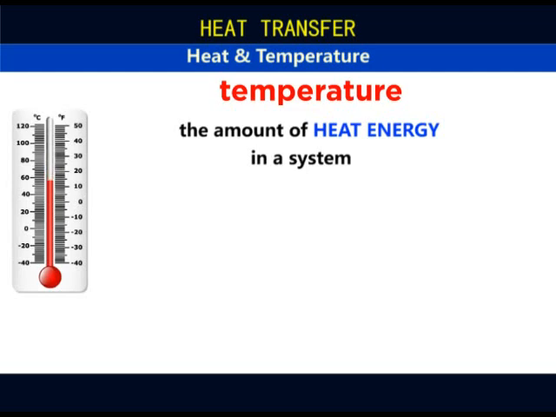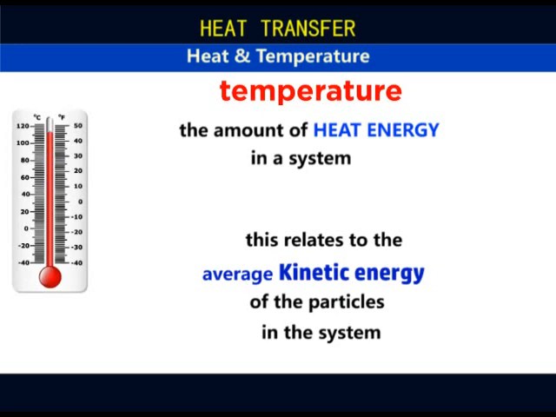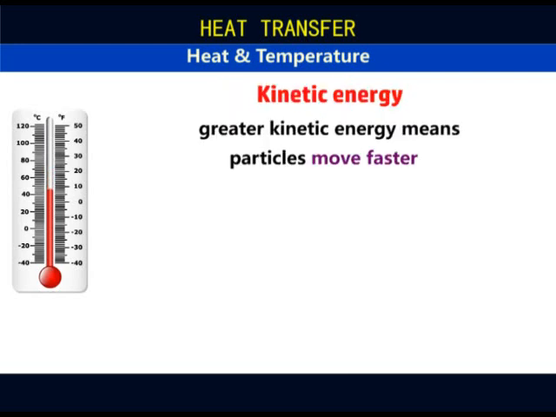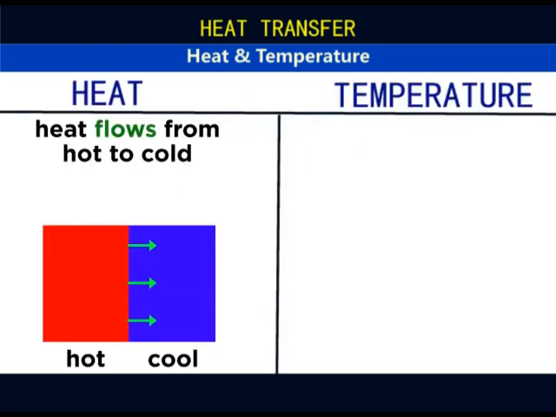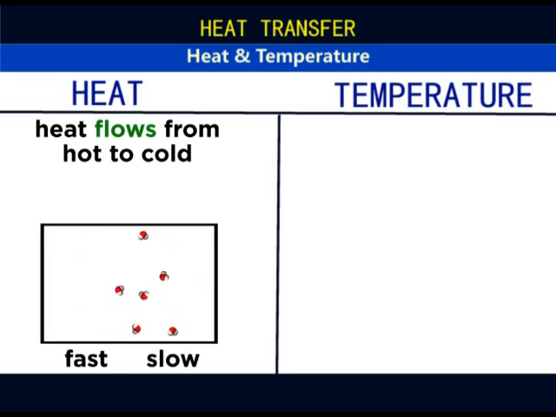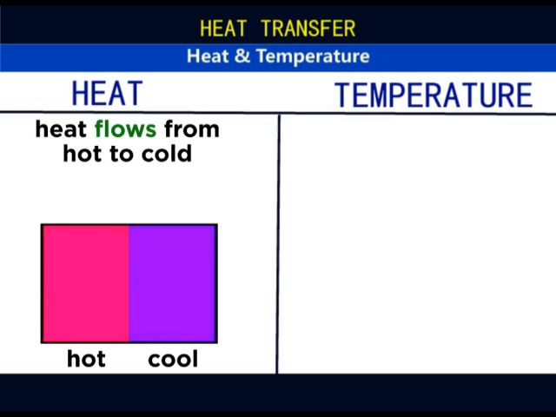Temperature is measuring the amount of heat energy available in a system. And heat energy is related to the average kinetic energy of the particles in a system. We know that greater kinetic energy means particles will move faster. So higher temperature simply means fast-moving particles. Heat will flow from hot objects to cold objects because as particles move, they will pass their kinetic energy on to other particles through collisions. This will continue to occur until the whole system is at the same temperature in a state we call thermal equilibrium.